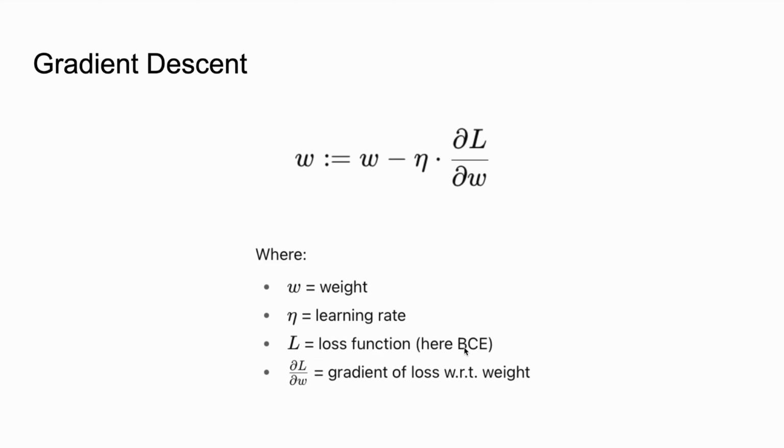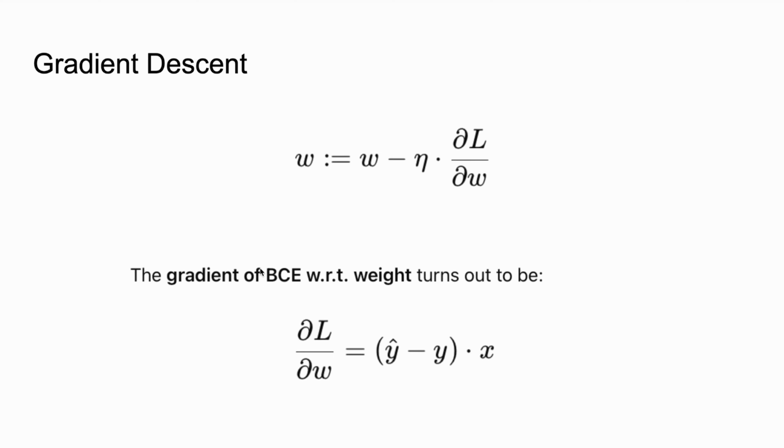Here the loss function is the binary cross entropy, and we need the gradient of the loss function with respect to the weight. The gradient of binary cross entropy with respect to the weight is this: the partial derivative of the loss function with respect to the weight is y hat minus y, times x. X is the input. This is what we get when we do this partial derivation of the loss function.